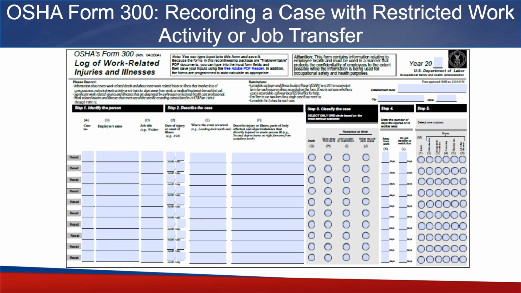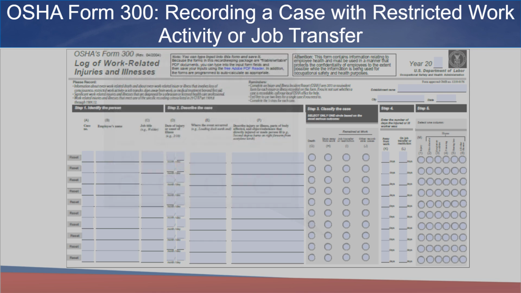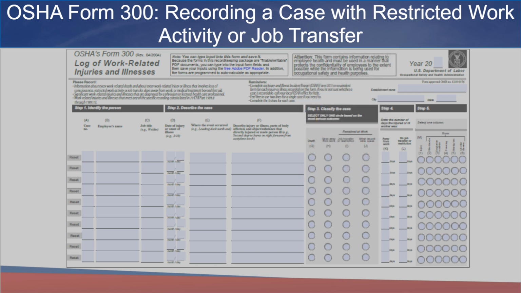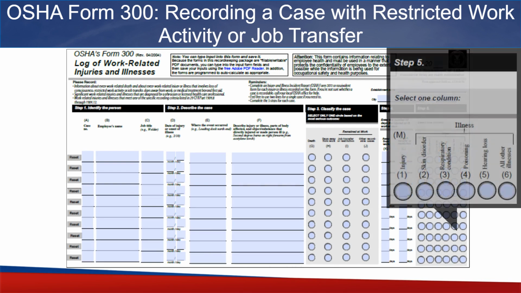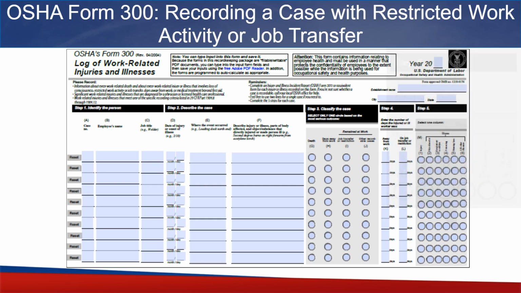If a case involves both days away from work and days of restricted work activity, place a check mark in column H, leave column I blank, and enter the correct day counts in both columns K and L. For example, if an employee had 3 days away from work and 2 of restricted work activity, place a check mark in column H and enter a 3 in column K and a 2 in column L. Again, note in column M whether the case involves an injury or an illness.